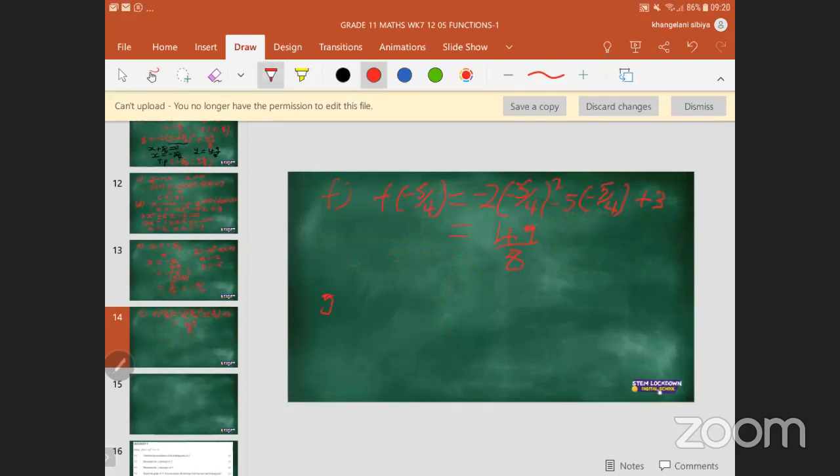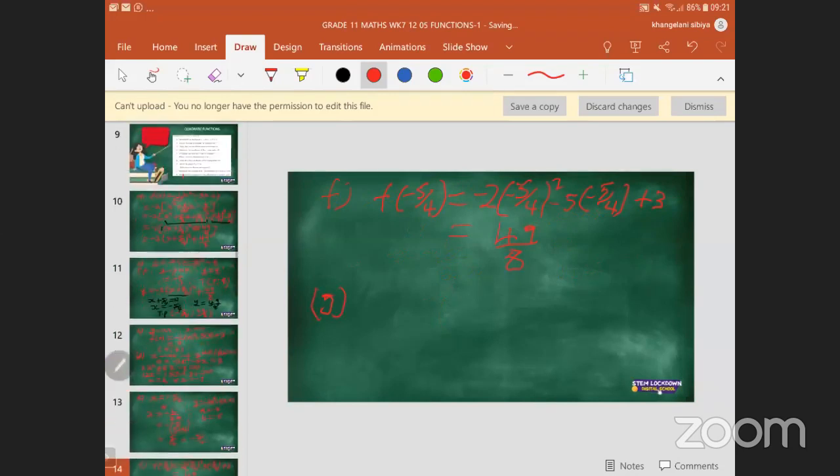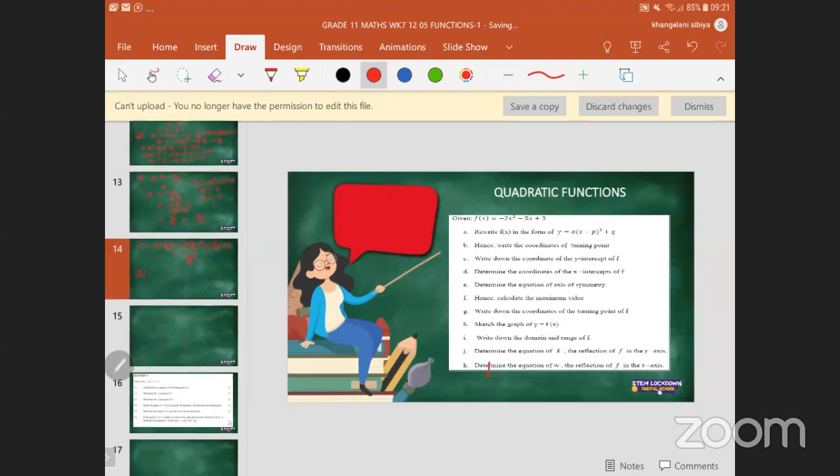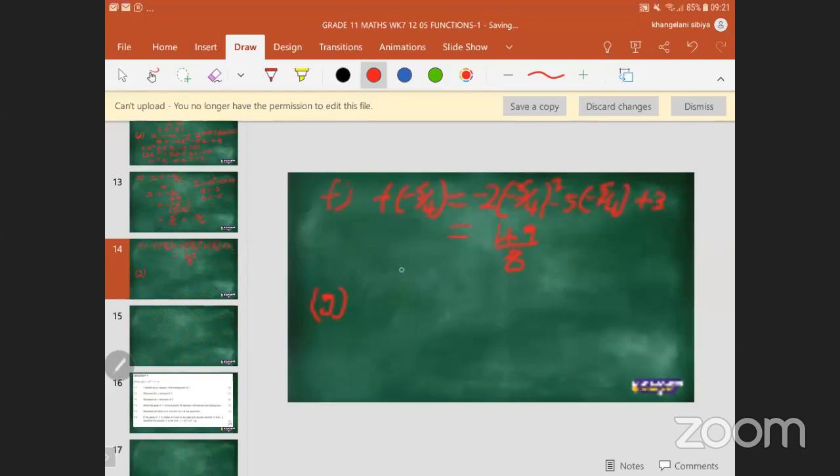Okay, now what is our G? Our G says write down the coordinate of the turning point. Okay, this is a similar question, but now it's from this form. We said our turning point is negative 5/4 and, obviously, 49 over 8. Okay, it's simple as that. Right.